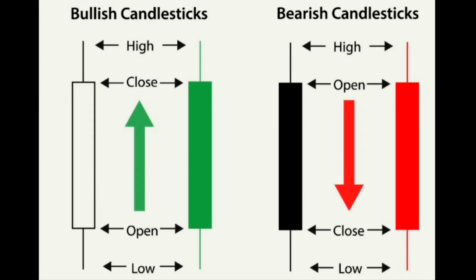So a bullish candlestick opens here, closes here. This is the high, that's the low. A bearish candlestick opens here, closes here. This is the high, that's the low. Very simple, and also very effective if you can read what these candles mean. So let's look at a few examples and I'll show you what I mean.